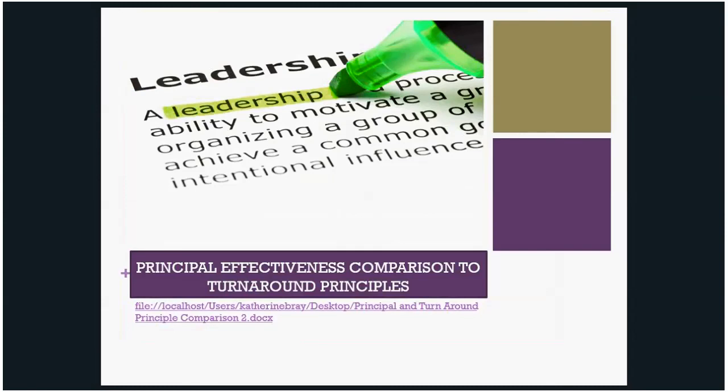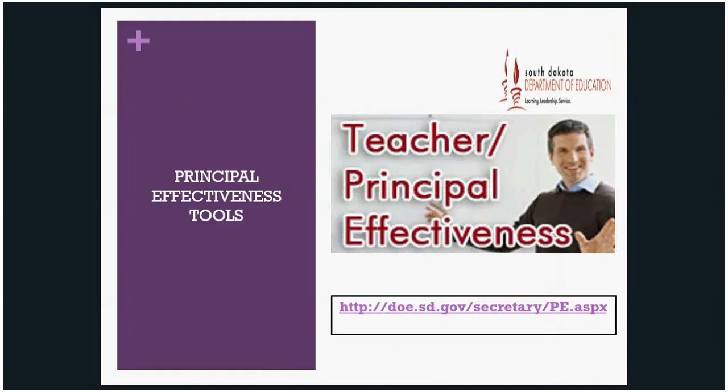As always, I like to put in a link so that you can go to the turnaround principles and you can see how the principal effectiveness model lines up with the turnaround principles if you're a school working with those. And then finally, that same slide that you've seen many times, the link to the Teacher Principal Effectiveness website at the South Dakota Department of Ed.